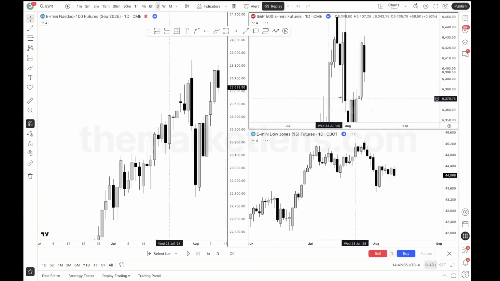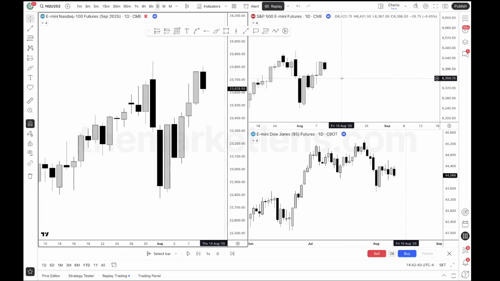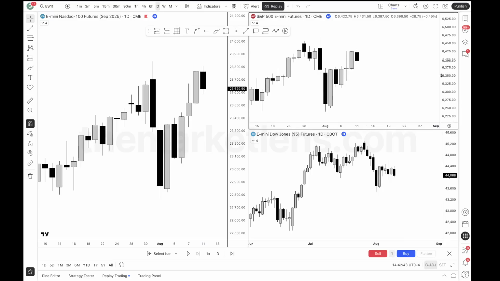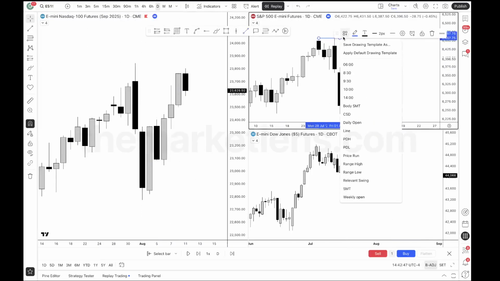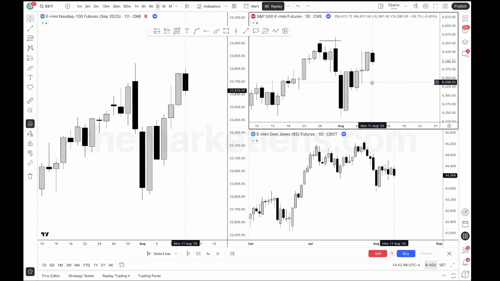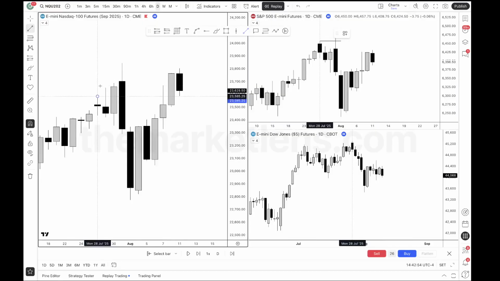Actually, let's go back over here. What caused this huge reversal here? Let's start on the higher time frame. All right, so I've taught you guys this sequence as well for reversal. Mark out this Monday's high.